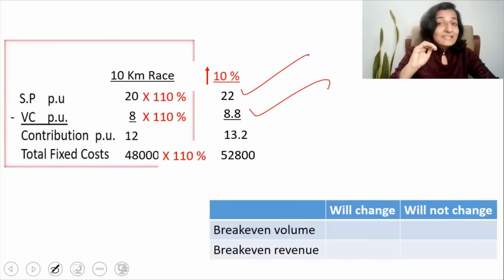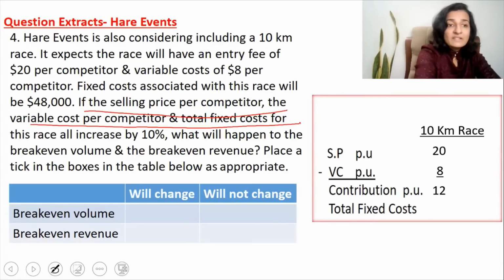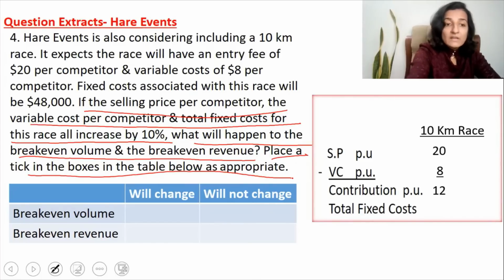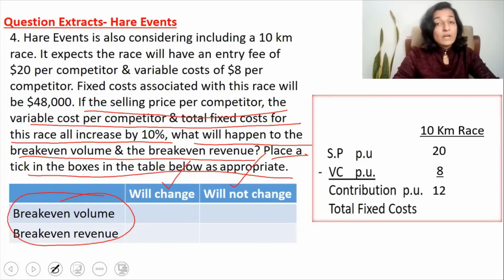Now let's get back to the question and see what was asked. They had asked if the selling price per competitor, the variable cost per competitor, and total fixed costs for this race all increase by 10%, what will happen to the break-even volume and the break-even revenue? Place a tick in the boxes in the table below as appropriate. So they are asking you what will happen to the break-even point in units and in value. So we have to tick whether it will change or whether it will not change.